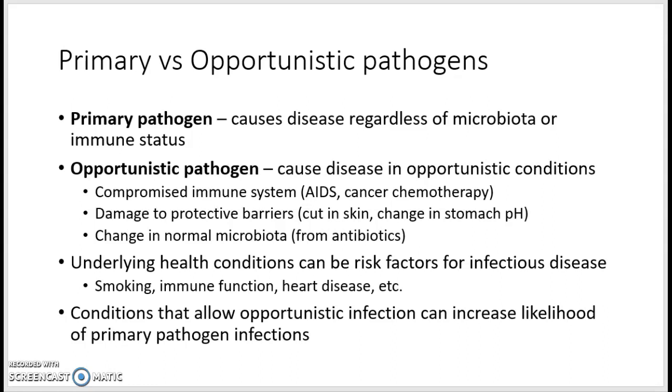A primary pathogen is a pathogen that causes disease regardless of the microbiota or the immune status of a person. Primary pathogens typically have many virulence factors in order to reproduce inside of a defended host. Opportunistic pathogens, though, cause disease in opportunistic conditions, such as when a compromised immune system is present from AIDS or chemotherapy, when there is damage to protective barriers, or when there's a change in the normal microbiota. Underlying health conditions can be risk factors for both primary and opportunistic pathogens. Conditions that allow opportunistic infection can increase the likelihood of primary pathogen infection.